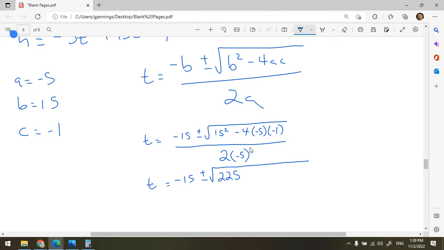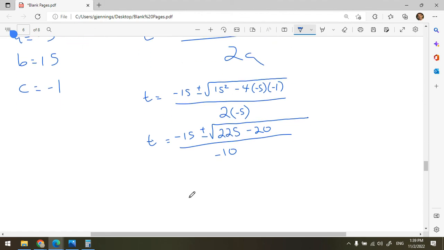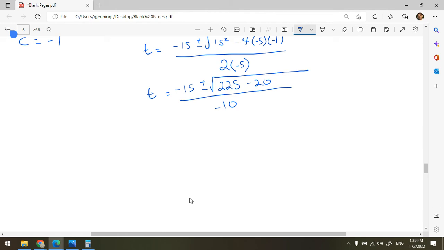So 4 times 5 is 20, so this is negative 20. Okay? So it's 225 minus 20 all over 2 times negative 5, which is negative 10. One further simplification here. T is equal to negative 15 plus or minus the square root of 205. Positive number. I have 2 roots.